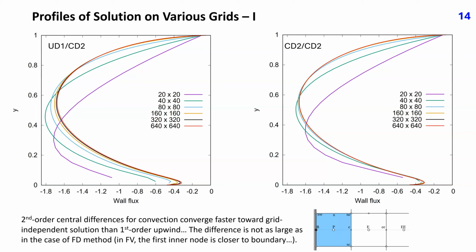As expected, we see first-order convergence when the first-order upwind scheme is used for convection fluxes, even though diffusion terms are approximated using second-order central differences. The distance between curves obtained on successive grids is halving when grids are fine enough, but the convergence is not monotone. The situation is better when second-order approximations are used for both convection and diffusion fluxes.